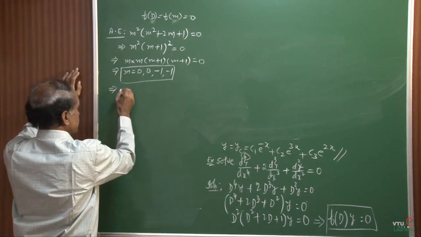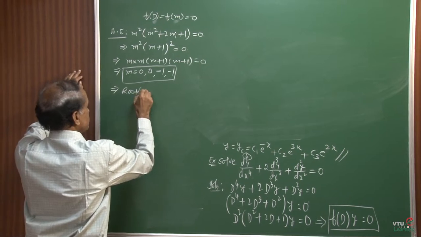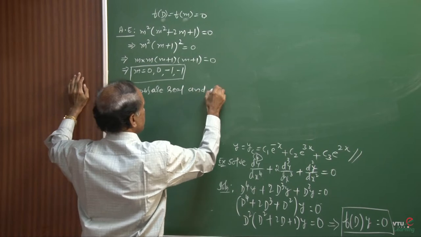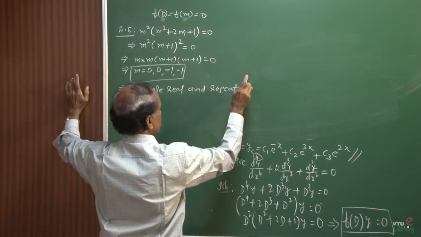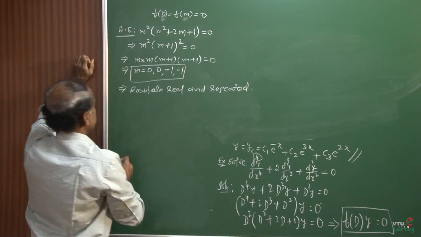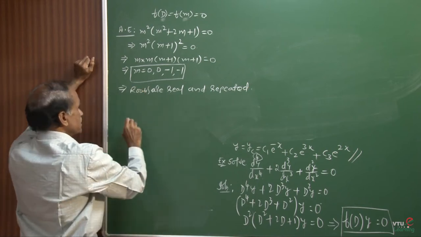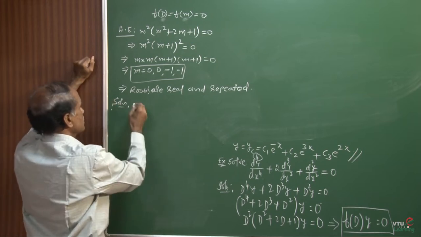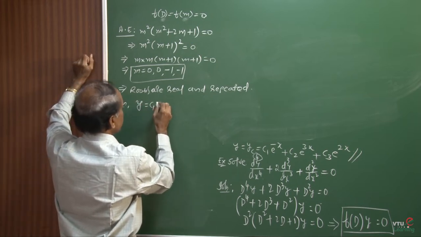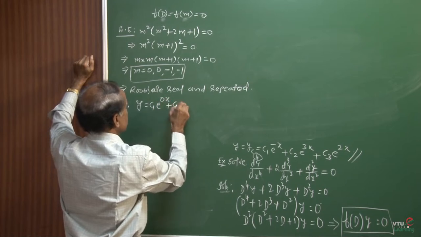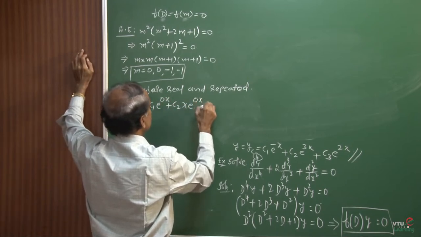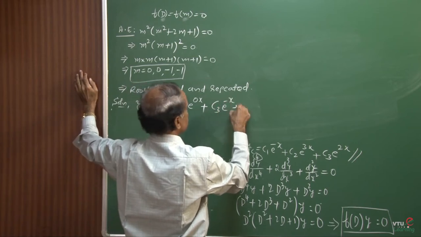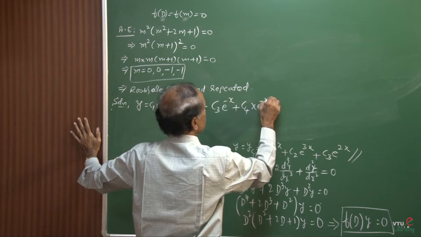Okay. You can write that sentence, roots are real and they are repeated. Roots are real and repeated. Therefore, roots are real and repeated means you are going to write the solution for this step as y is equal to c1 e to the power 0 into x plus c2 x into e to the power 0 into x plus c3 e to the power minus x plus c4 x into e to the power minus x.